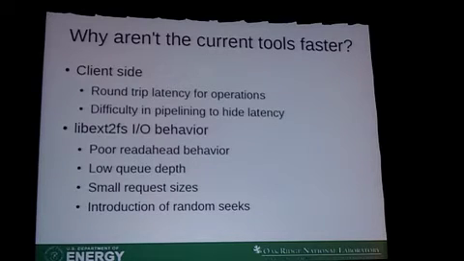So why aren't the current tools any faster than they are? Client side, all those tools, like I said, round trip latency is causing a problem. The other problem we've got, we are in a situation where we're doing read-only operations to the metadata server, so we should be able to pipeline these a little bit, but these tools weren't written with this in mind, so they don't sit there and try to get multiple threads going, get multiple stats going, that kind of thing, to hide this latency.